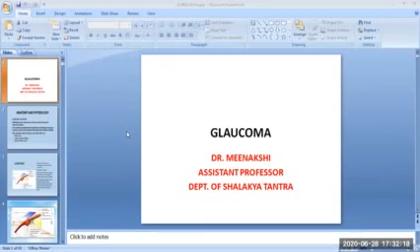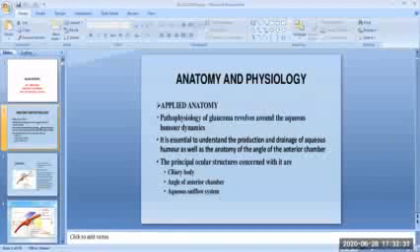Today in this session, we will discuss the disease known as glaucoma. What is glaucoma? That we will discuss in a later session, but today it's important to know the anatomy and related physiology. What is the pathophysiology of glaucoma, and what applied anatomy is important.